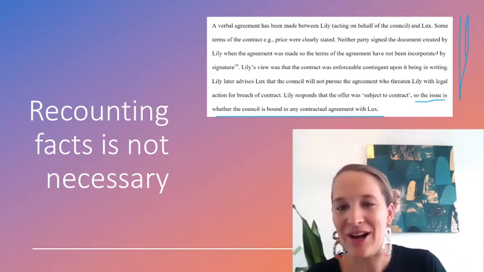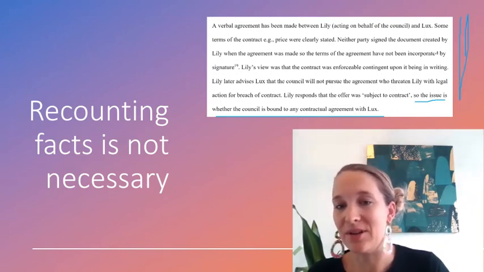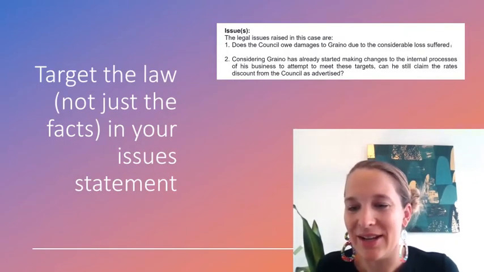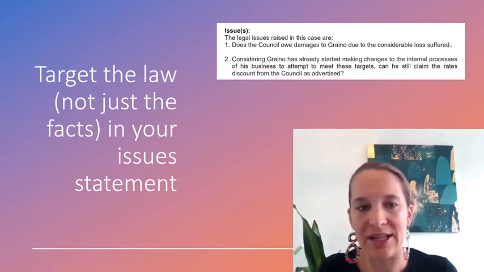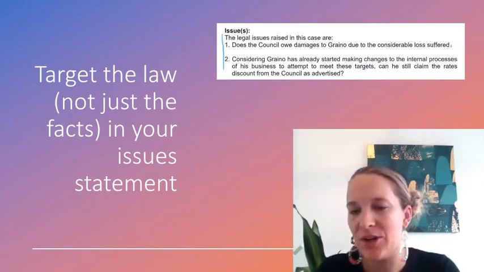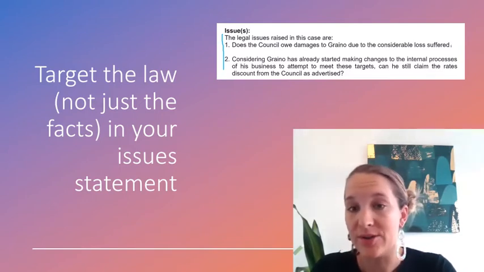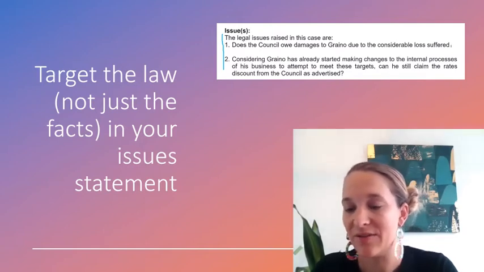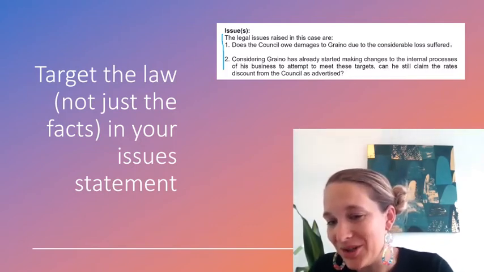That they haven't made that clear enough because they haven't used that word preliminary agreement, which would tell me that this is a Masters and Cameron issue, which is what it was. Okay. Now, in terms of this particular example here, the student identifies two factual issues. Does the council owe damages to the other party? Can they claim the rates discount that was advertised? I mean, they're important factual issues in this scenario, but they don't drill down on the actual legal issue.